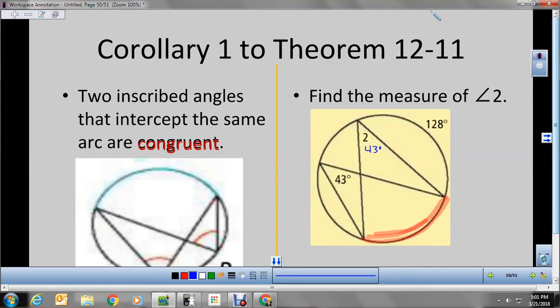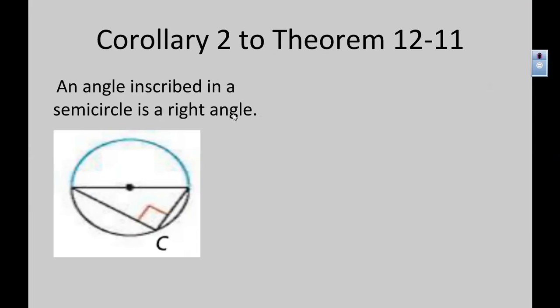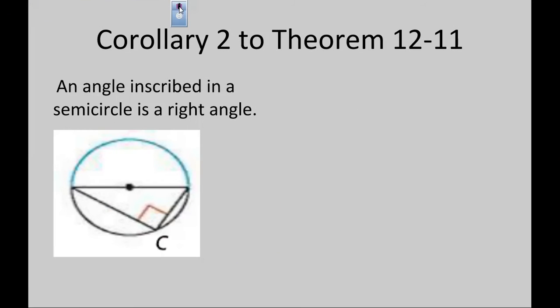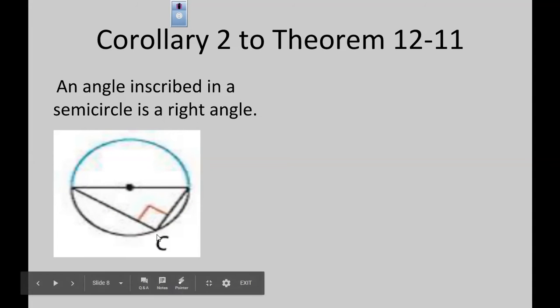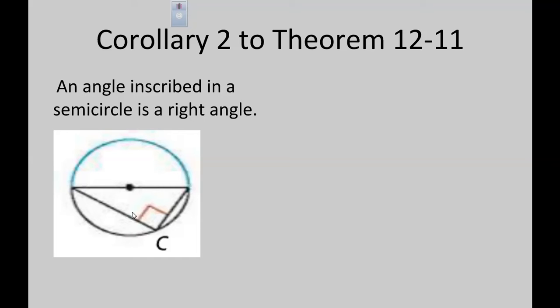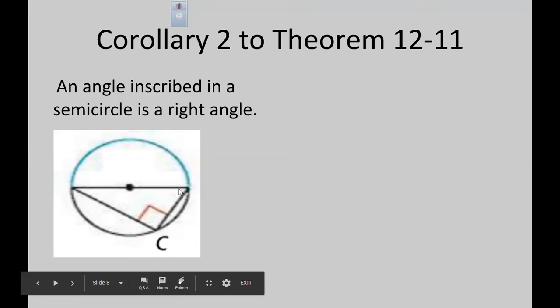All right, let's go to corollary 2. An angle inscribed in a semicircle is a right angle. So if this inscribed angle opens up to a diameter, which is half a circle, so this arc is 180, then the angle has to be half of it, which is 90. So we have a right triangle.